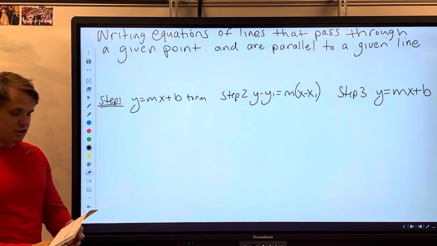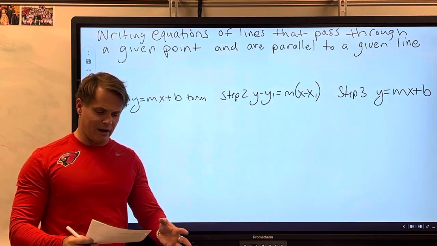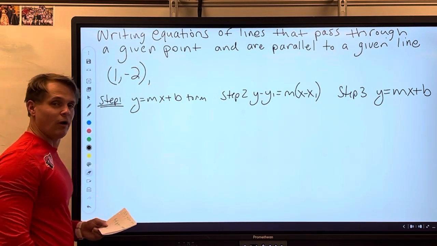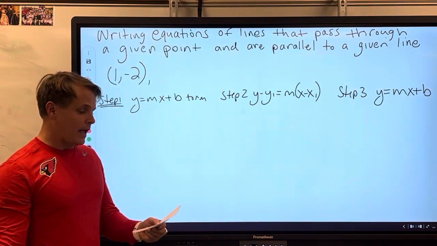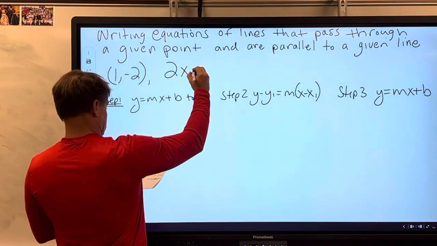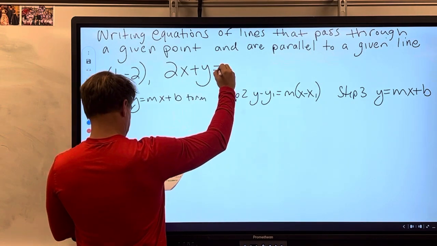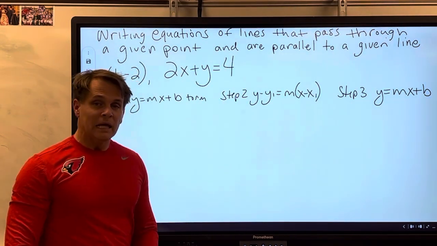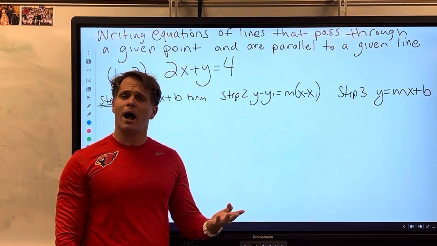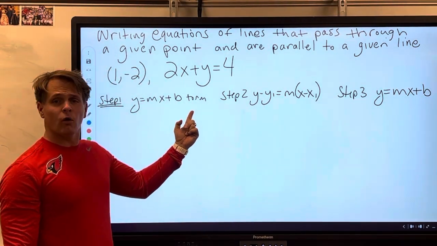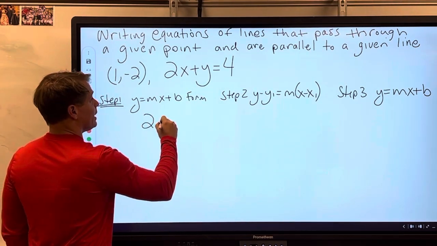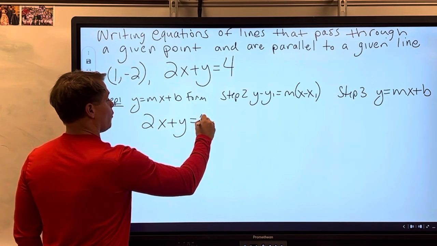So my next equation is going to be a little bit more challenging. I got 1 comma -2 is the point that my new equation is going to go through. And the equation is 2x plus y equals 4. Now this one's a little bit different than the last equation because this one's not solved for y. So I'm going to have to do a little bit of work here real quick in order to solve this one for y. So I got 2x plus y equals 4.